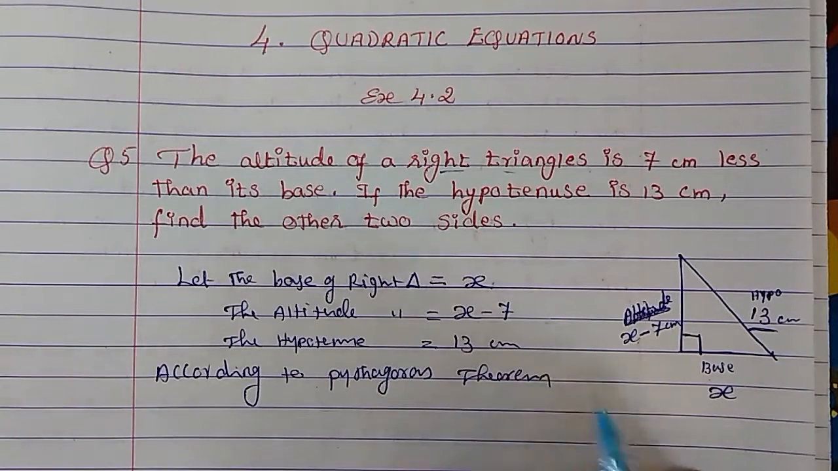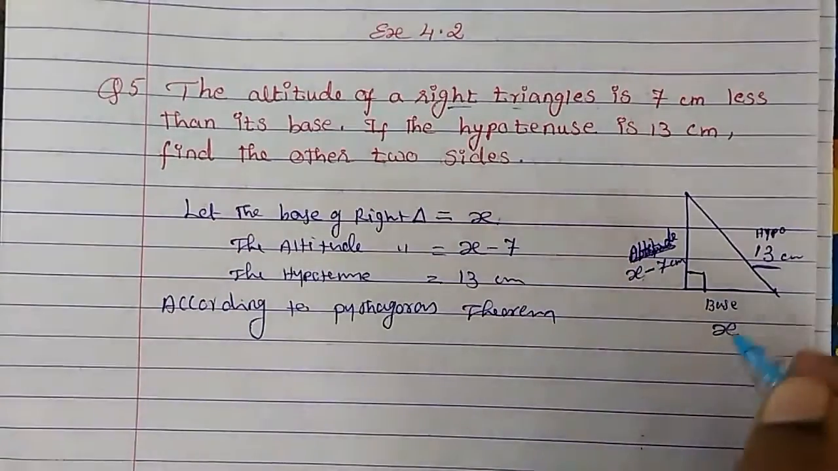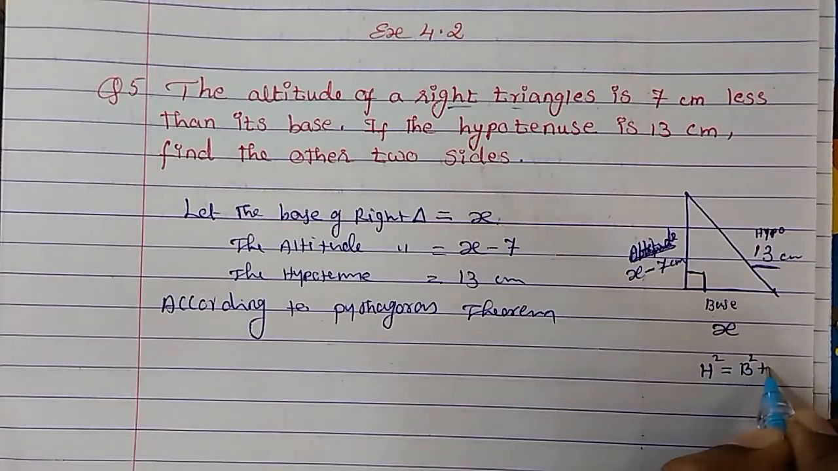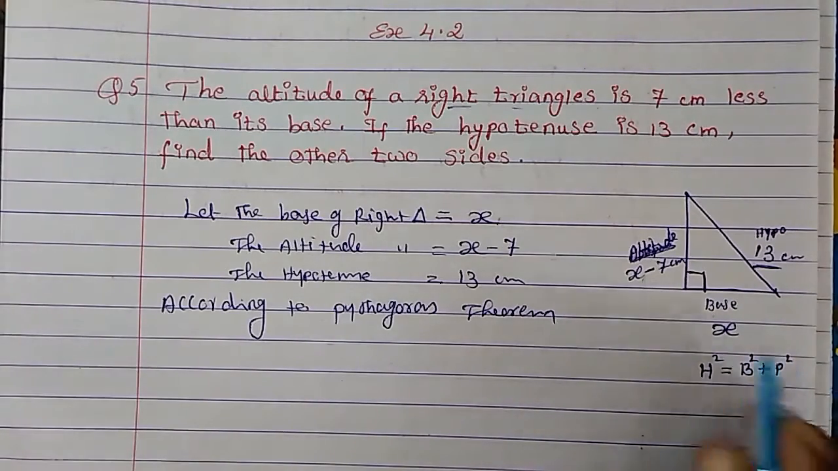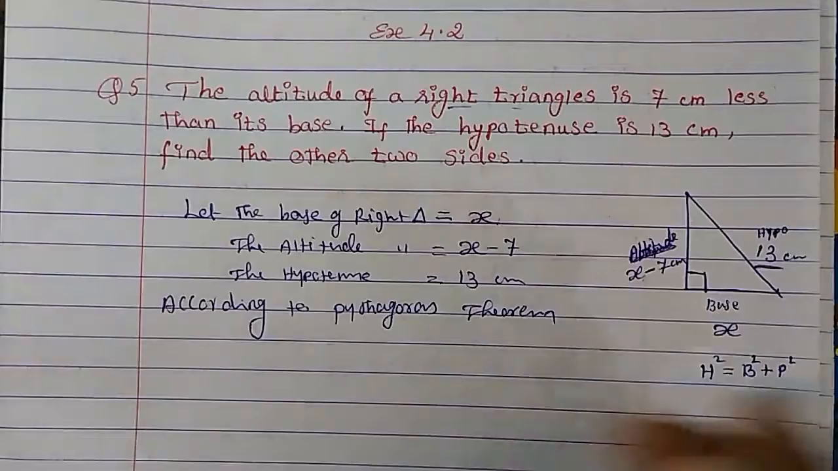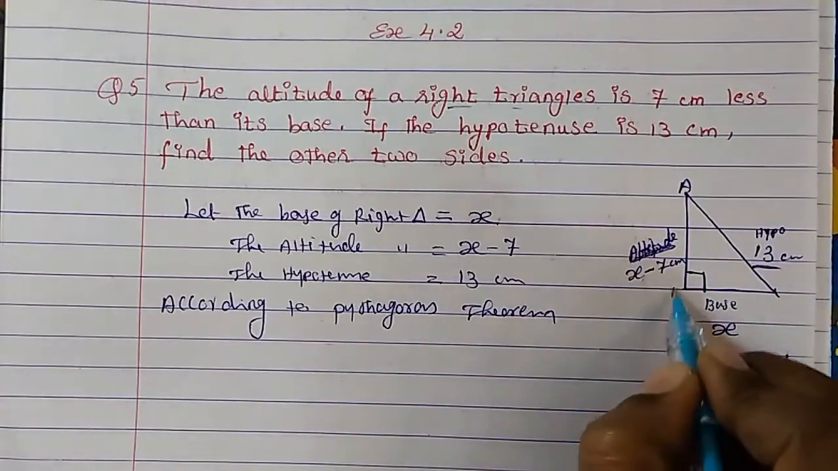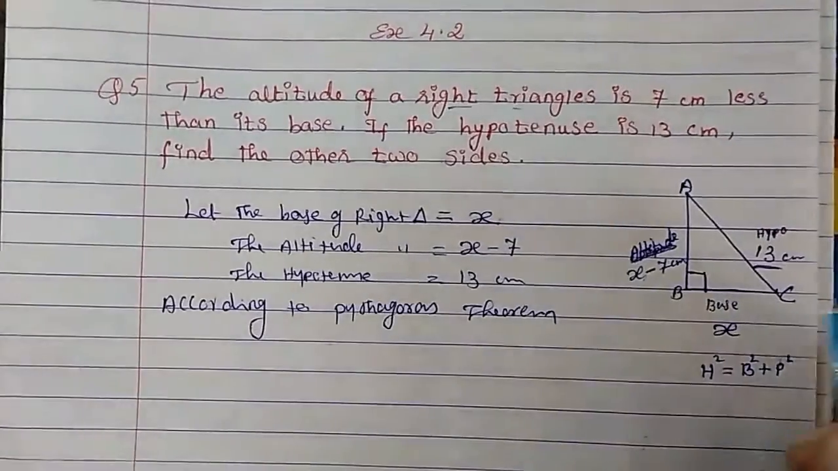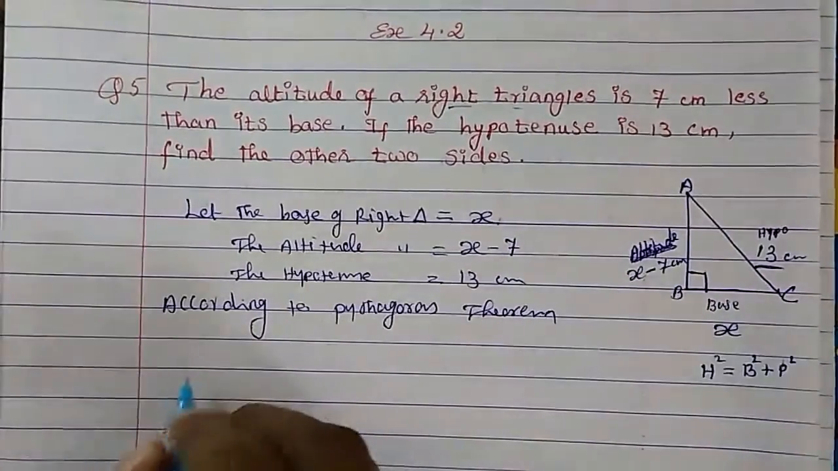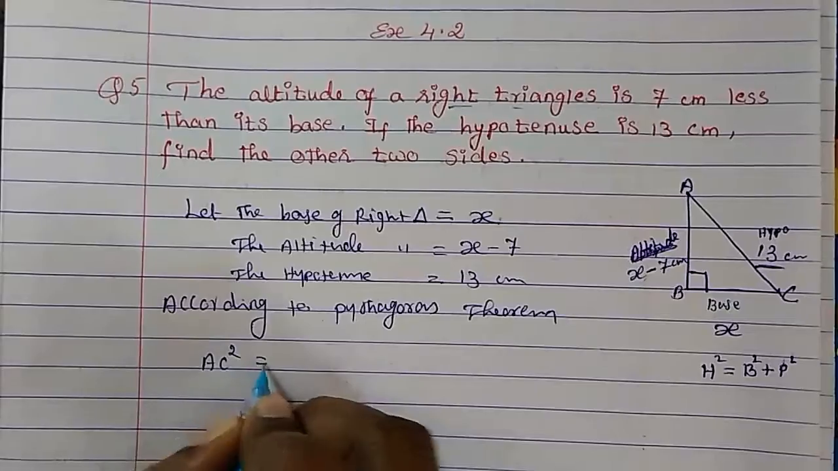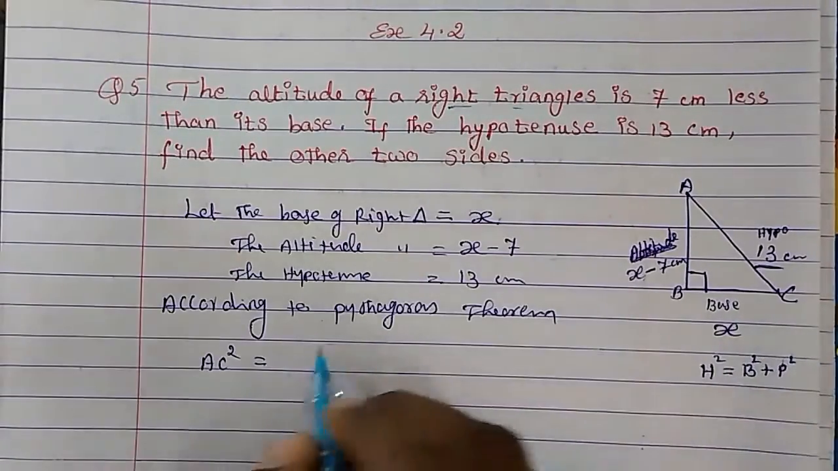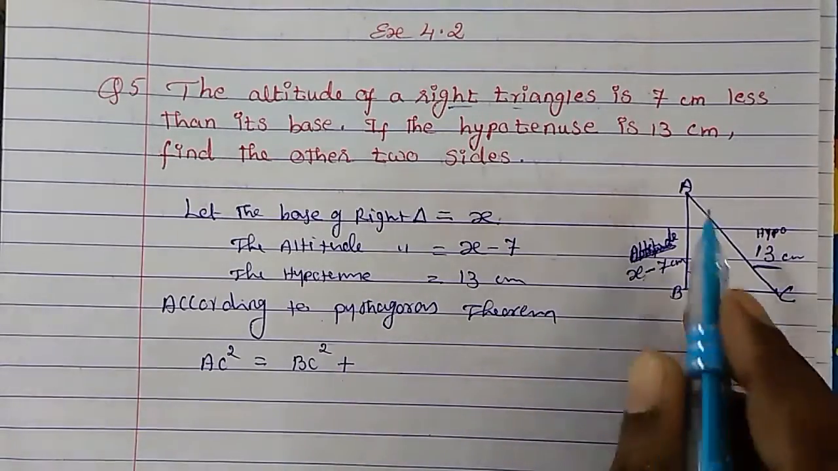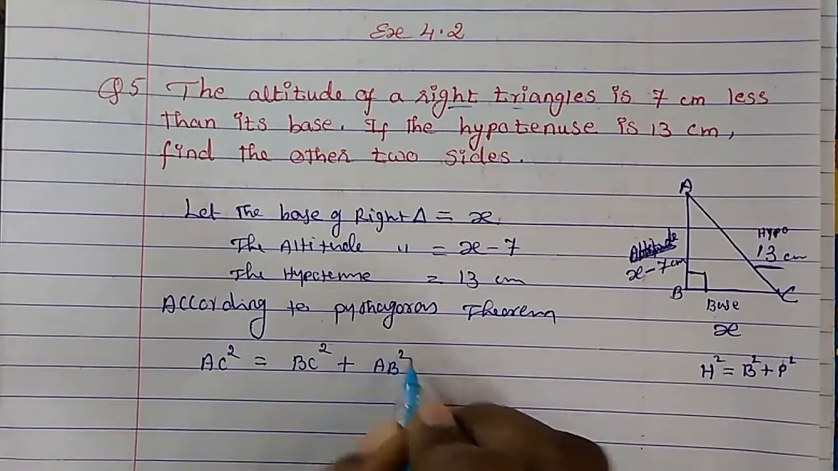what does the Pythagoras theorem say? That hypotenuse square is equal to base square plus perpendicular square. So hypotenuse here, let's see, this is A, this is B and this is C. So now hypotenuse is AC, right? So AC square is equal to base BC square plus perpendicular AB square.